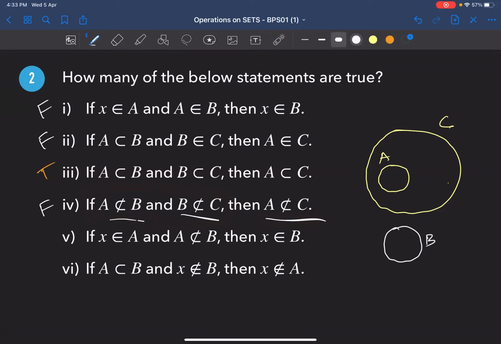Okay, Harsha, you try to explain this fifth one.